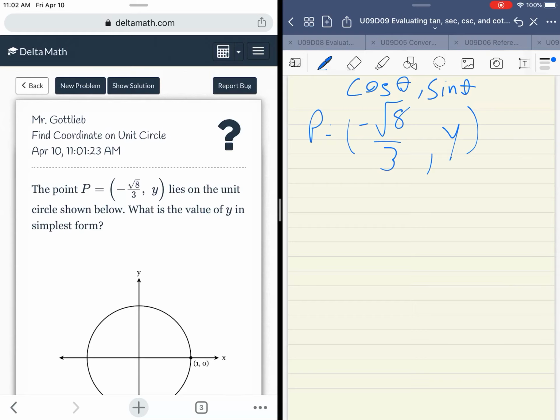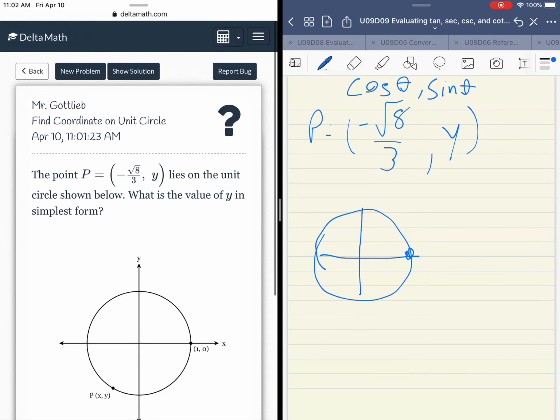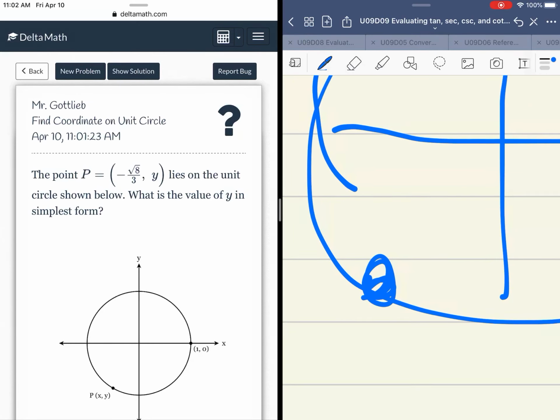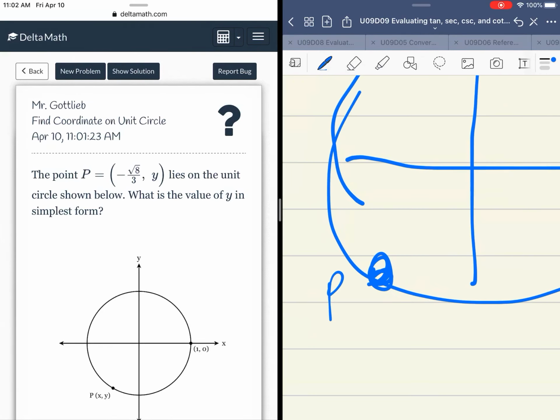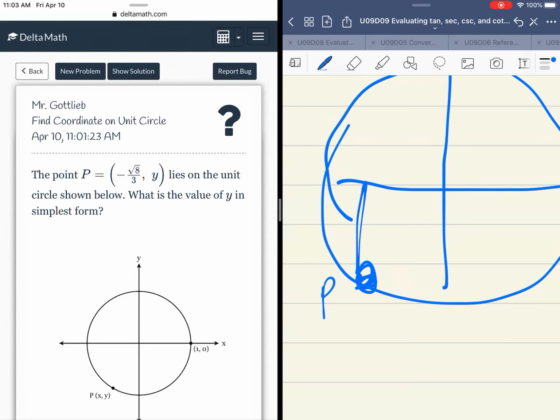The first is using the Pythagorean theorem. So we're going to draw the unit circle and plot our point, which, because of its coordinate, is located in quadrant 3, as we can see on the diagram. This point is P. The distance going down is unknown. That is our y value. We don't know what that is.